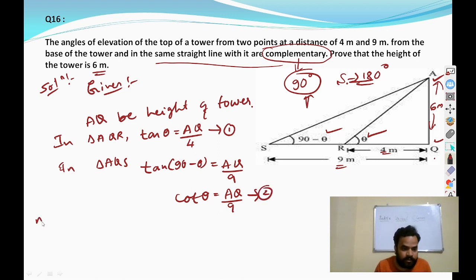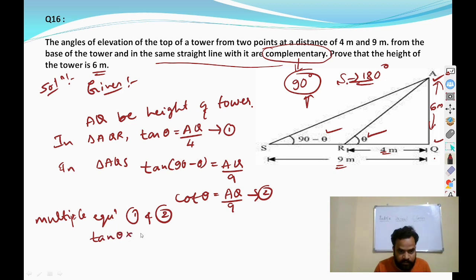Now what I will do, I will multiply equations 1 and 2. See, tan theta into cot theta. I hope all of you know the relation between tan and cot. They are reciprocal to each other. It will cancel and the answer will be 1. And here it will be AQ by 4 into AQ by 9. Now tan cot cancel, answer is 1. Why? Tan is 1 by cot and cot is 1 by tan. Tan cancel, cot cancel, you can cancel that.